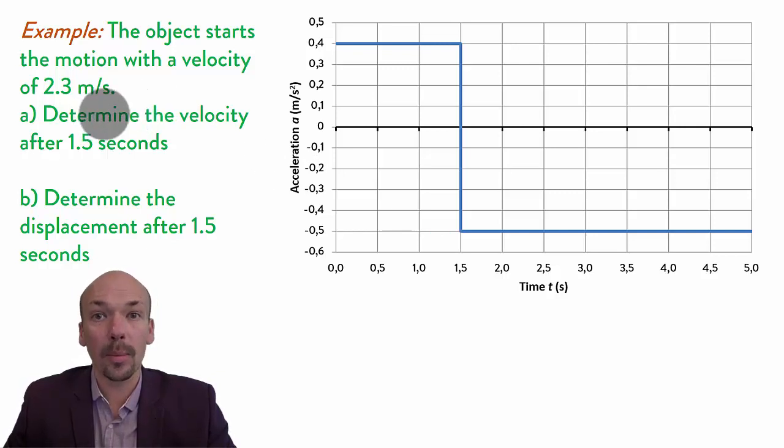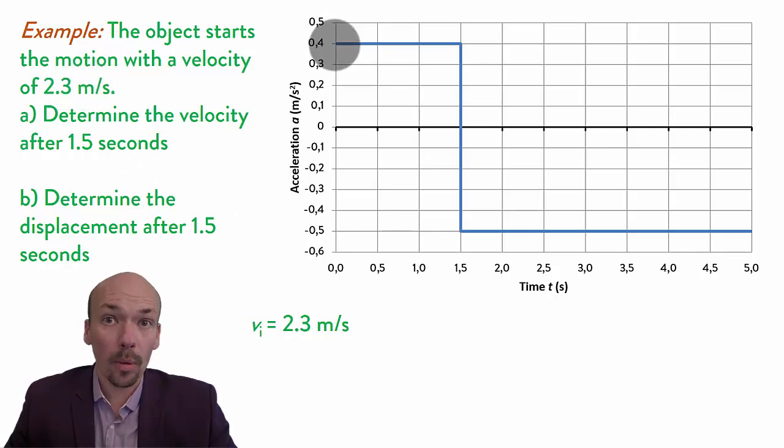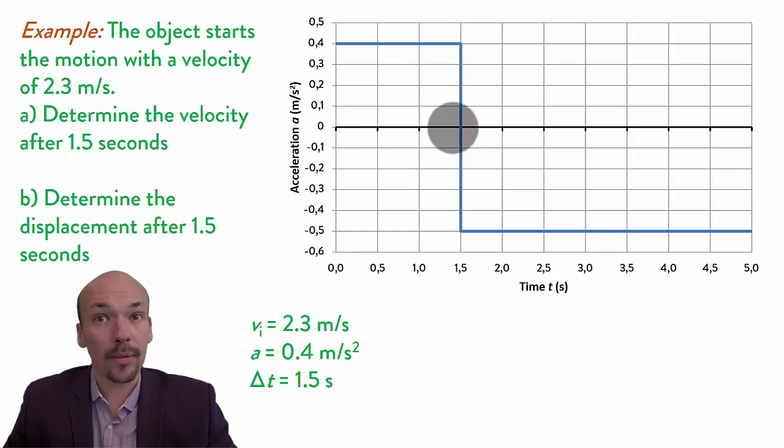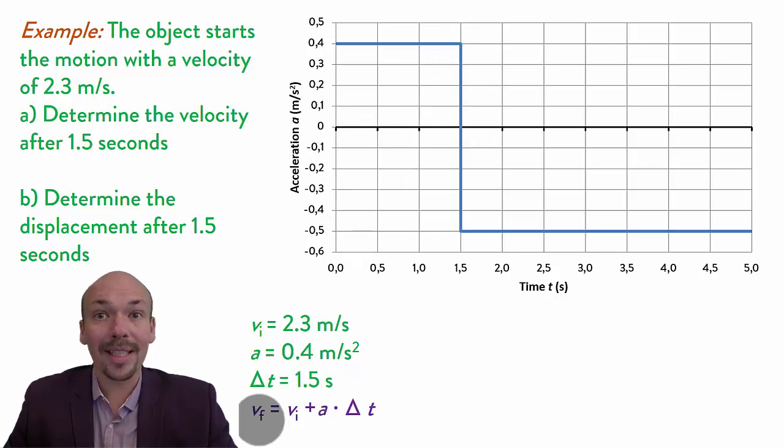And we will start with determining the velocity. Therefore we need some information. We have the initial velocity, which was 2.3 meters per second. So here, before the acceleration started, the object was already at a certain velocity. We have an acceleration with this constant 0.4 meters per second squared. As you can see here, it's a constant acceleration, and we have a time. It took 1.5 seconds.